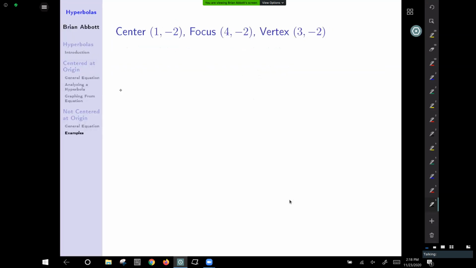So our first example is going to be to look at a little bit of information and come up with everything you can. The center is at -1, 2, the focus is at 4, -2, and the vertex is at 3, -2. And so, again, graph paper is really helpful here.